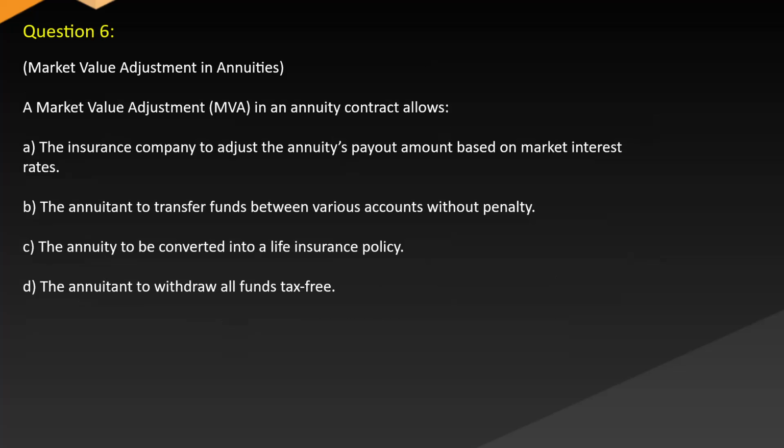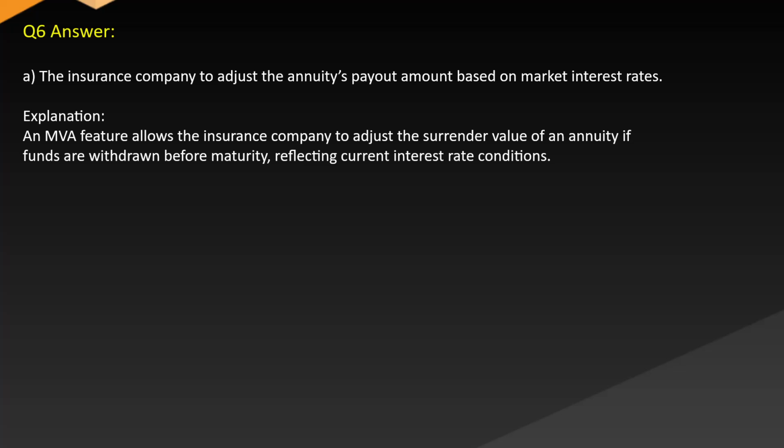Question 6. Market value adjustment in annuities. A market value adjustment (MVA) in an annuity contract allows A. the insurance company to adjust the annuity's payout amount based on market interest rates. B. the annuitant to transfer funds between various accounts without penalty. C. the annuity to be converted into a life insurance policy. D. the annuitant to withdraw all funds tax-free. Answer A. The insurance company to adjust the annuity's payout amount based on market interest rates.